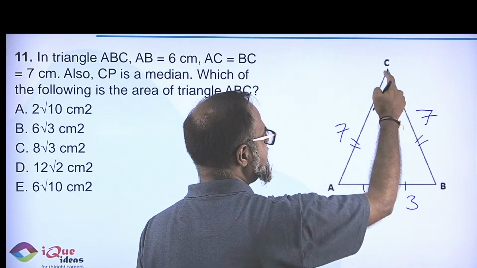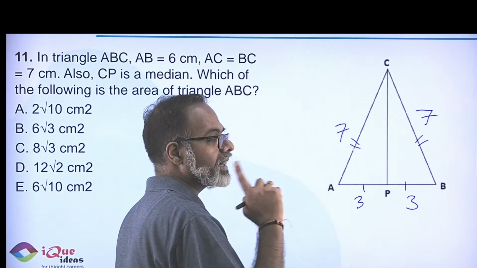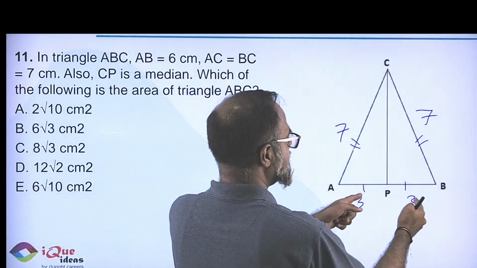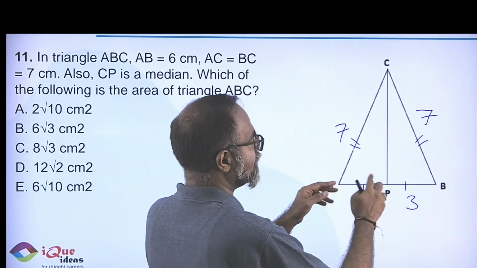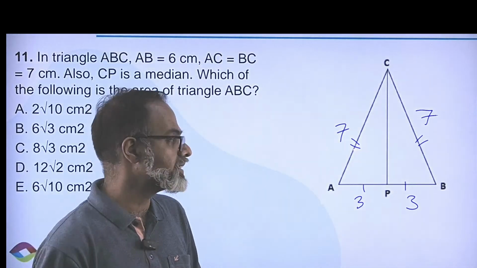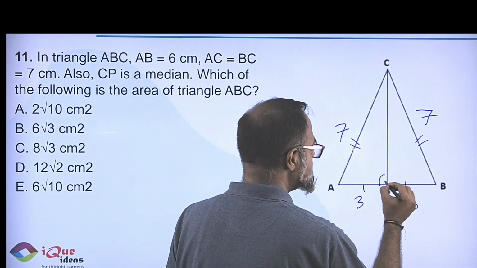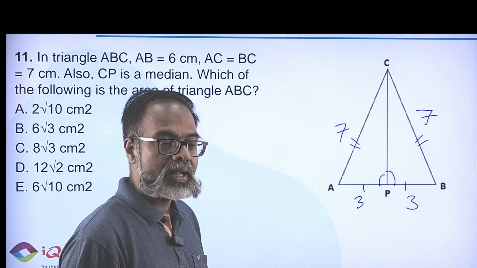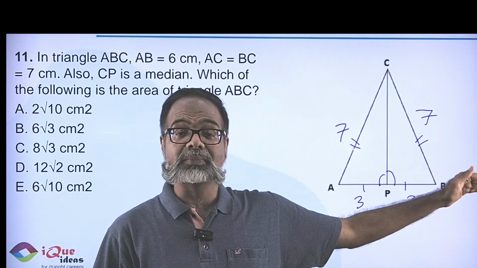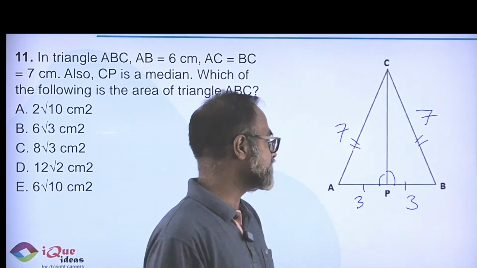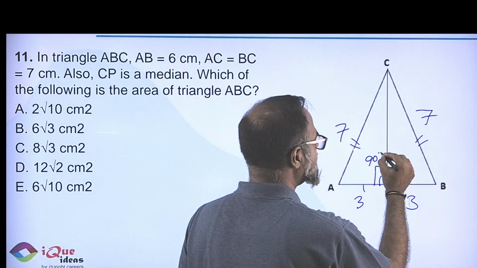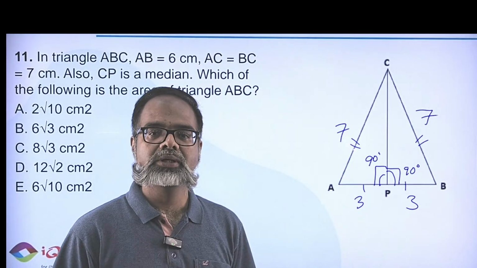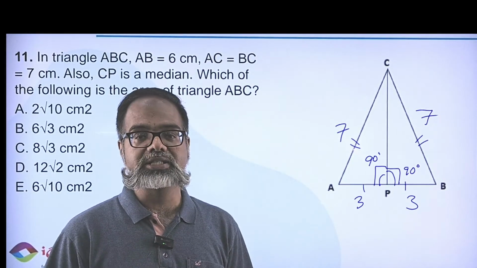Triangle APC and triangle BPC are similar triangles, rather they are congruent triangles. Why? Because 3 and 3, 7 and 7 and PC is common. So by SSS, both of them are congruent triangles, which means both these angles have to be the same. Angle CPA and CPB have to be the same. And because they are supplementary angles, the total is 180 and each one is the same. Each one of them is technically 90 degrees, which makes it a right angle triangle. And if it is a right angle triangle, Pythagoras comes into play.